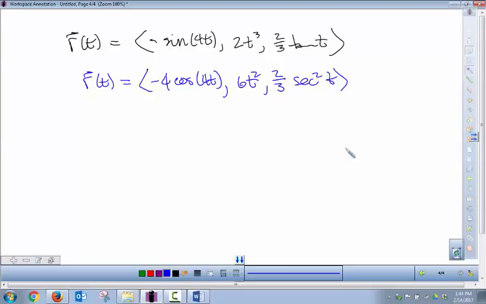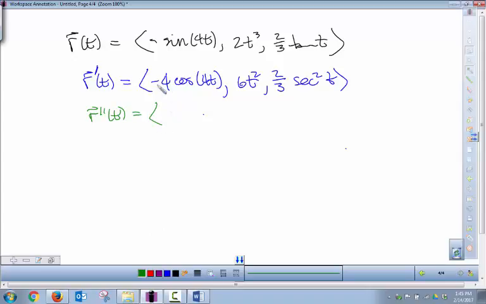Good. Now let's find a nice starting point. 0 is always a nice starting point. Oh, I forgot to put prime. This is prime, right? Yeah. Maybe we will take the acceleration too. R double prime of t.